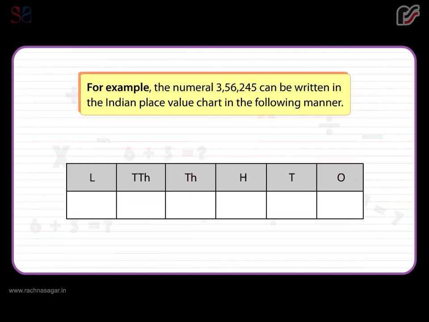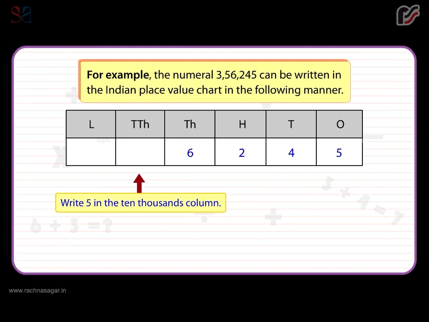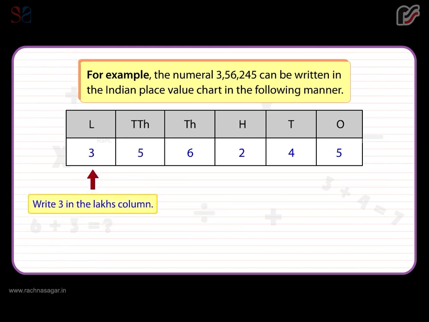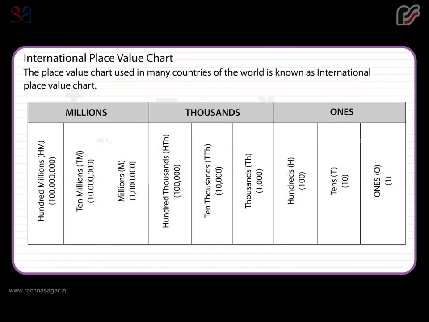For example, the numeral 3,56,245 can be written in the Indian place value chart in the following manner. Write 5 in the ones column, write 4 in the tens column, write 2 in the hundreds column, write 6 in the thousands column, write 5 in the 10,000s column, write 3 in the lakhs column. 3,56,245.